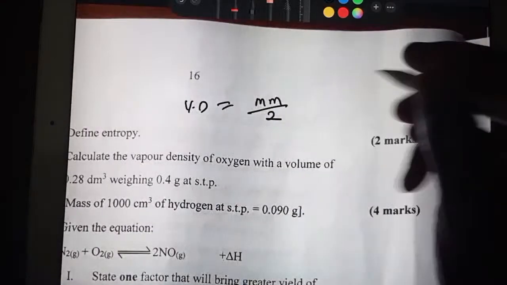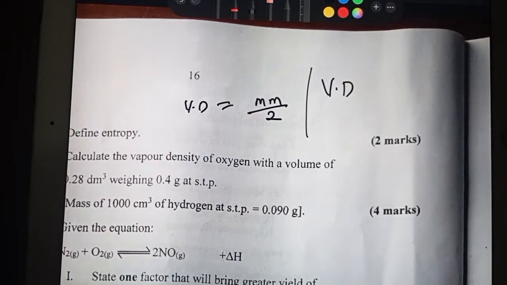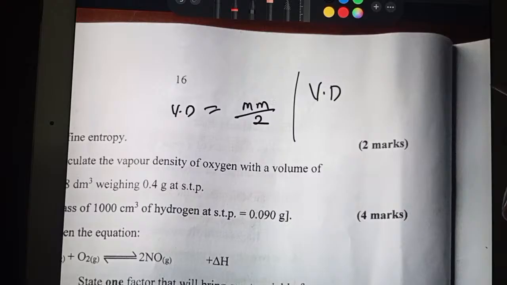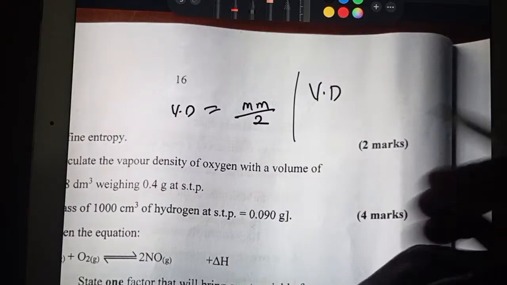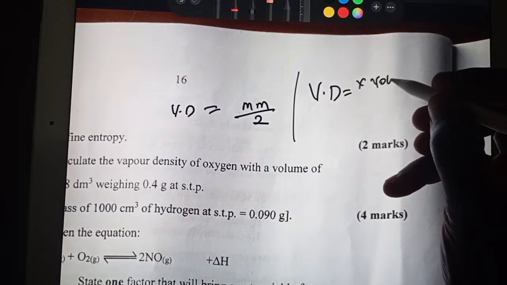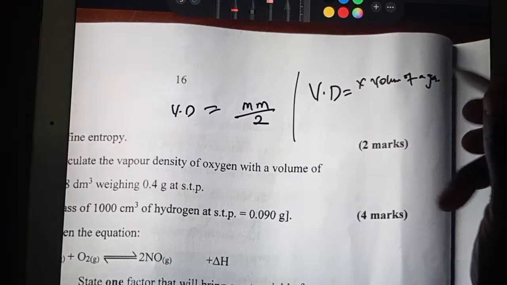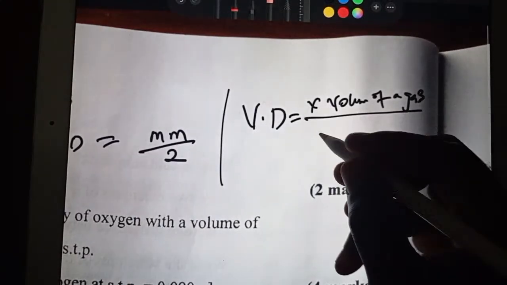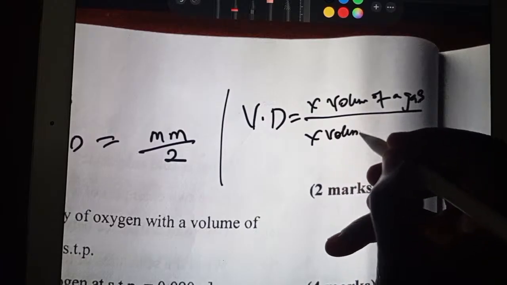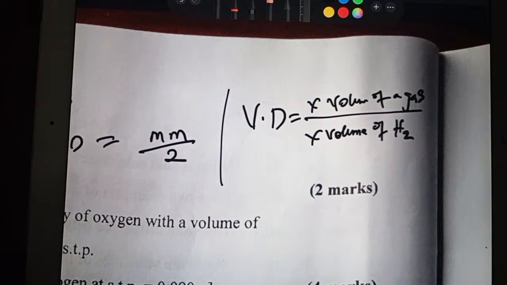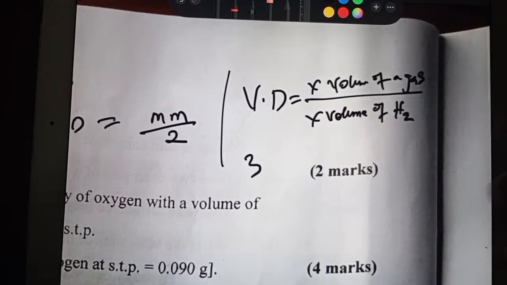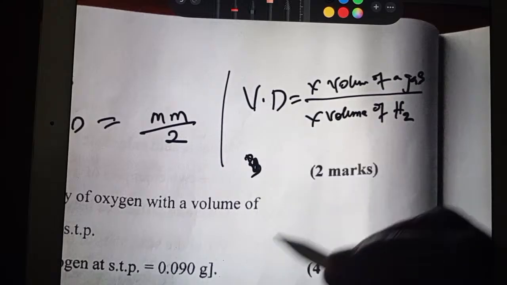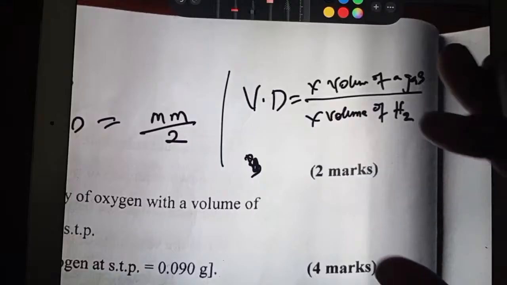Now, also, vapor density is the number of times a given volume of a gas is as heavy as the same volume of hydrogen. So it's also equal to X volume of a gas over X volume of hydrogen. Because hydrogen is the lightest substance, if I am 3 times heavier than hydrogen, then my vapor density is 3. If I am 0.5 heavier than hydrogen, which is not possible, since it is the lightest gas known. If I am 10 times heavier than hydrogen, my vapor density is 10.